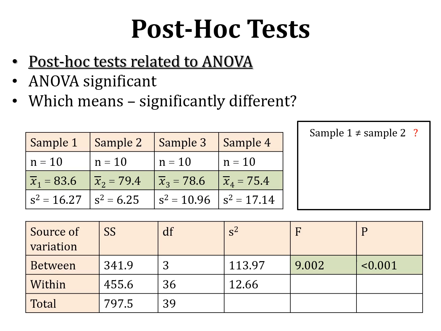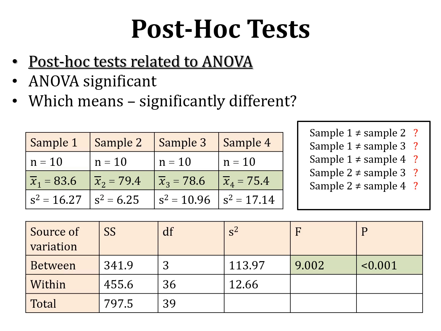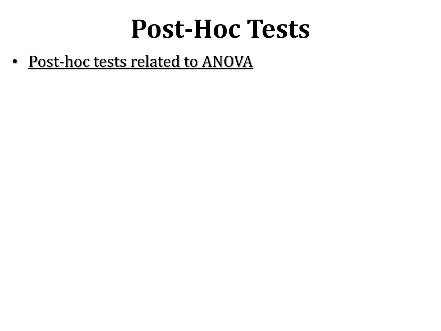Is it sample number 1 or sample number 2? Is it sample number 1 or sample number 3? Is it sample number 1 or sample number 4? Or is it the sample number 2, sample number 3 pair, or sample number 2, sample number 4? Or is there a statistically significant difference between sample 3 and sample number 4? Or are all of these mean pairs different from each other, right? So now we need to figure out what the situation is.